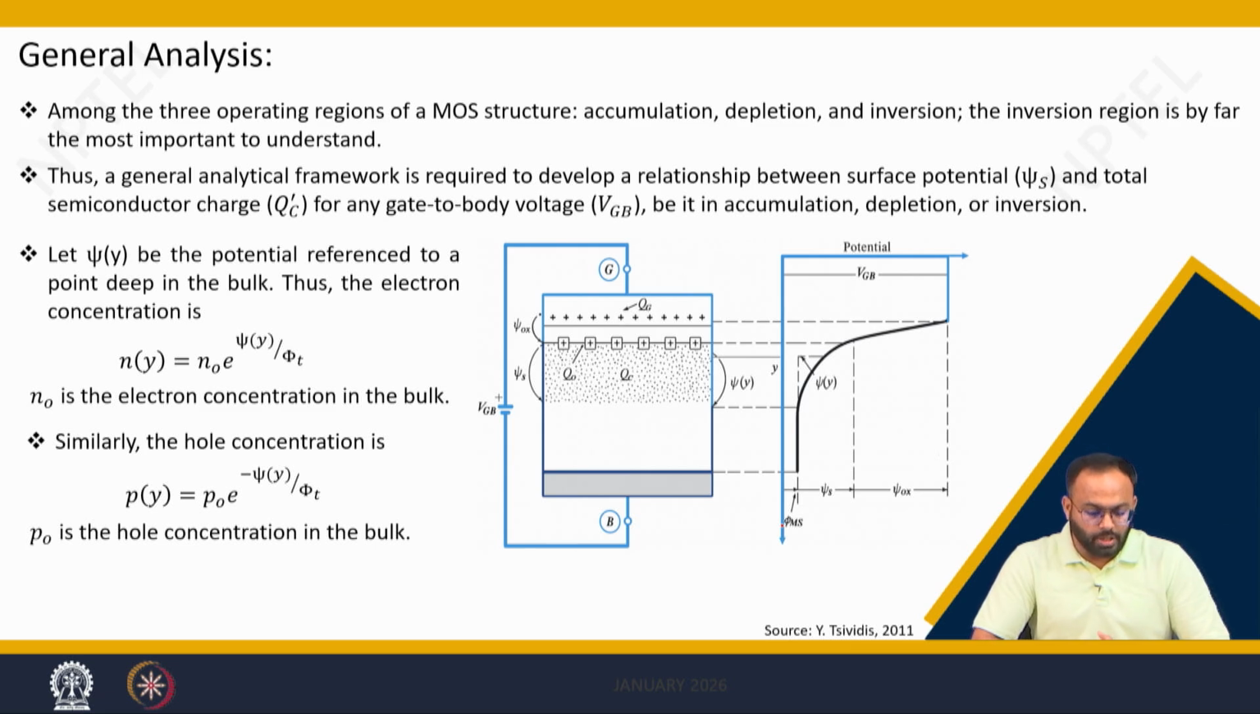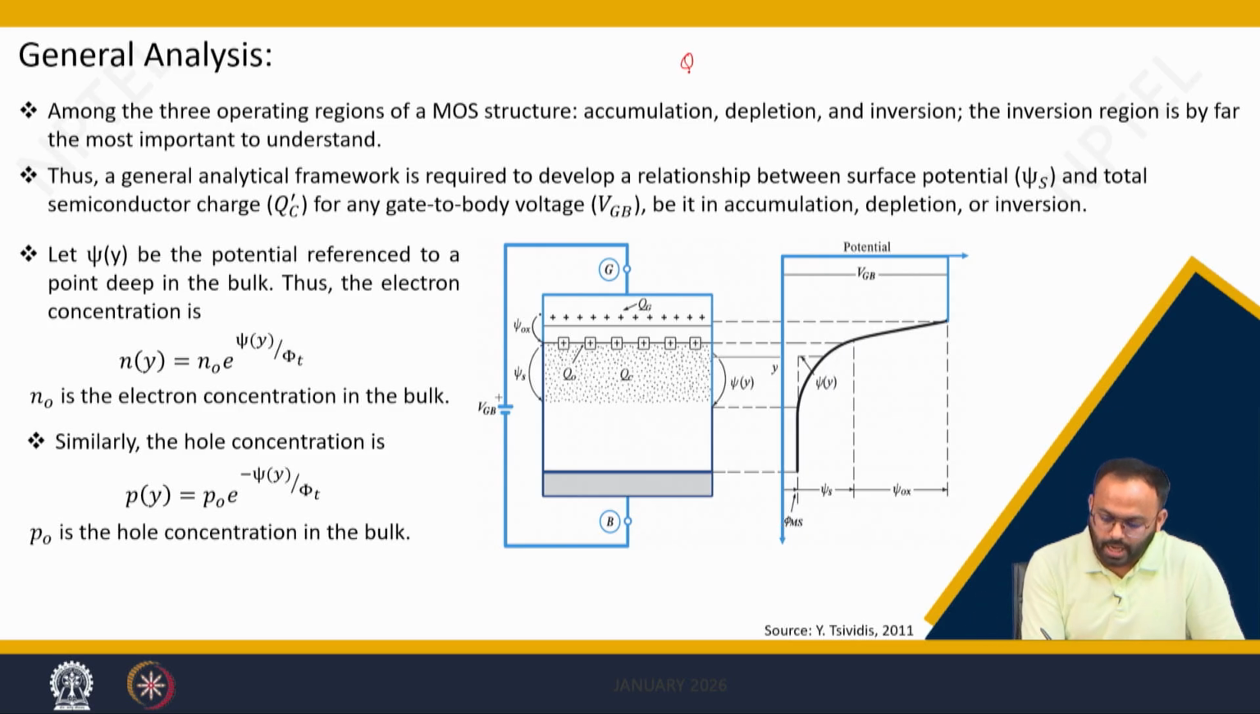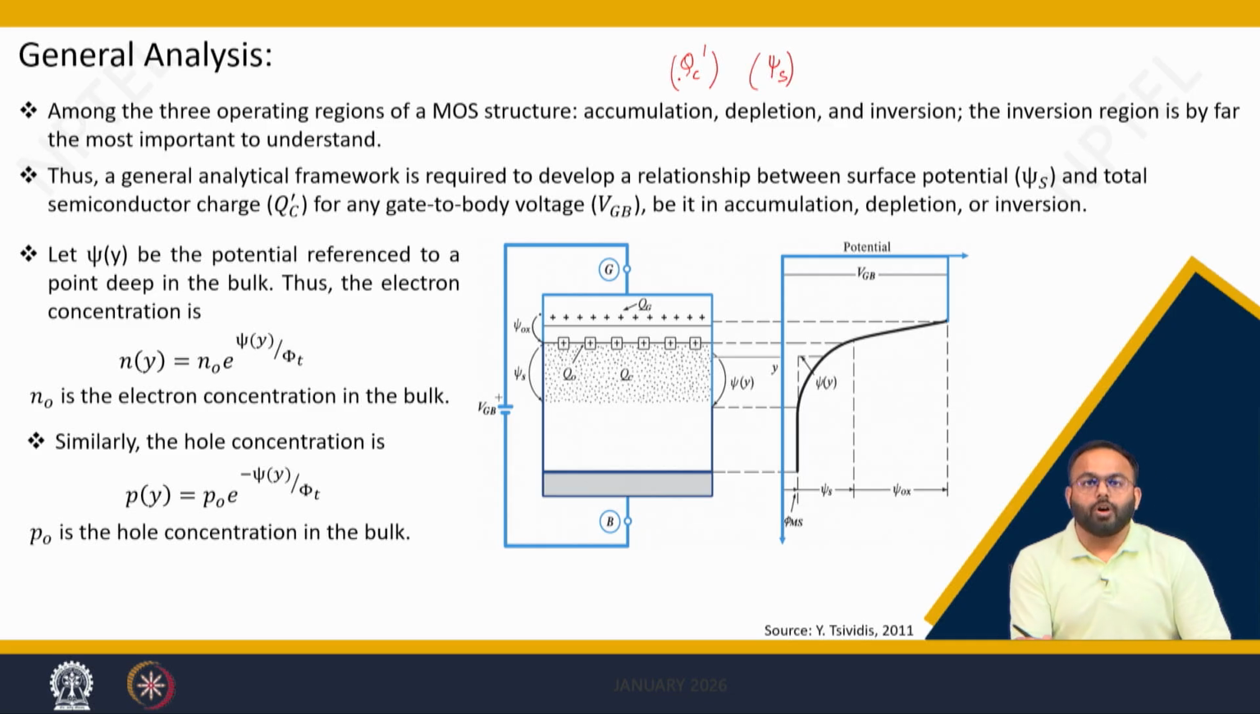We will try to formulate an equation of channel charge and surface potential in such a way that it satisfies all the conditions. It means whether my MOS structure is in accumulation, depletion, or inversion. For that, we will go with our basic fundamental of the junction law.